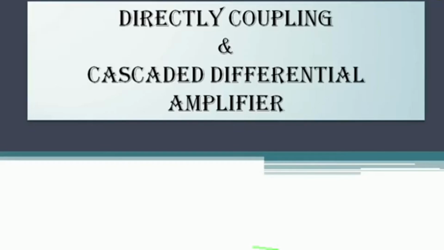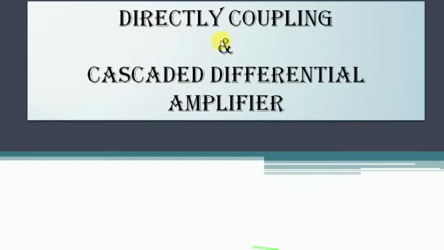Hello everyone. In this video you are going to see the concept of directly coupled and cascaded differential amplifier. The internal block of an operational amplifier consists of 4 blocks. First block is input stage, second one intermediate stage, third one level shifter stage, and fourth one is output stage.